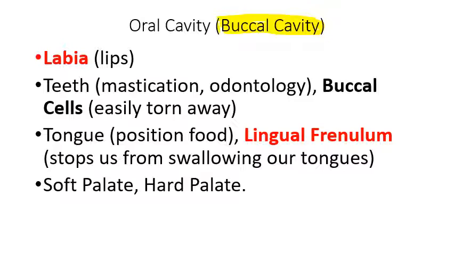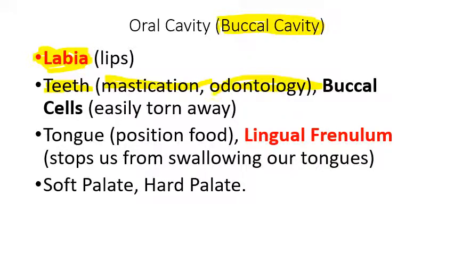Okay, so the buccal cavity. First of all, we have a pair of lips. The Latin word for lips is labia, right? So we have a superior and an inferior labia. Then we have the teeth, right? The teeth are for grinding up food. The technical term for grinding up food is mastication. Mastication, right? The study of teeth is referred to as odontology.